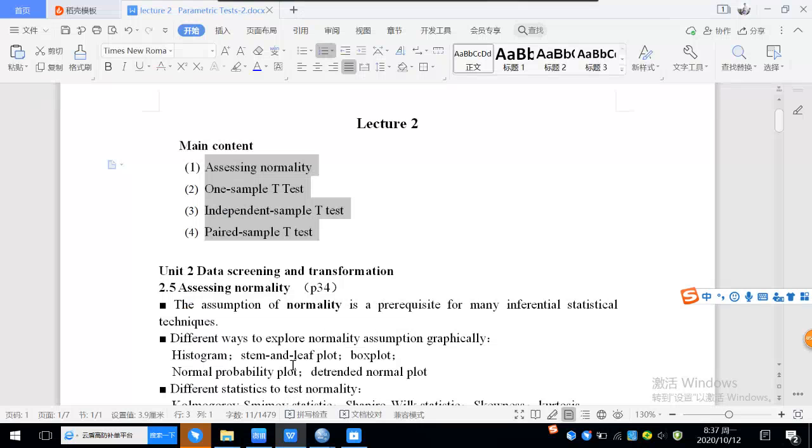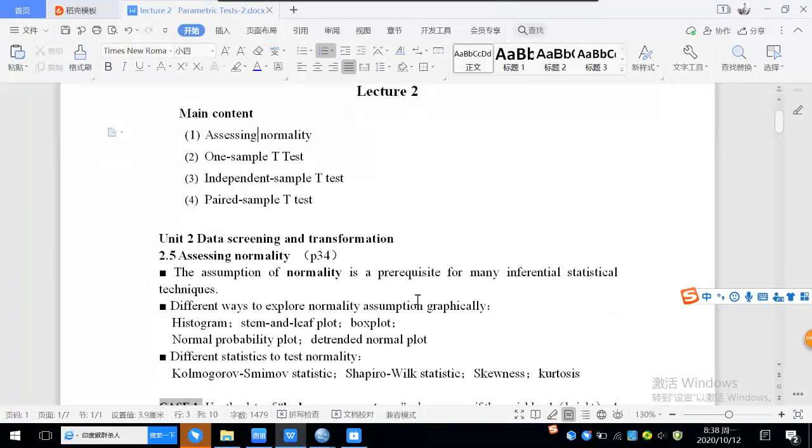Today we will continue to learn these four parts. Firstly, assessing normality. Second, one sample t test. Third, independent sample t test. And the fourth is paired sample t test. Okay. Firstly, let's start the content one. Assessing normality. The assumption of normality is a prerequisite for many influential statistical techniques. I will show you different ways to explore normality assumption.